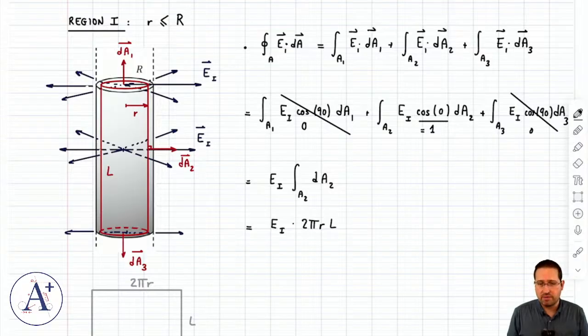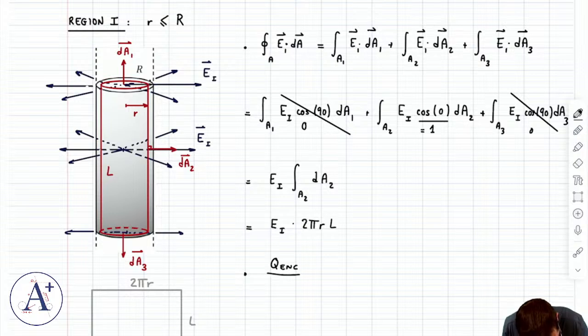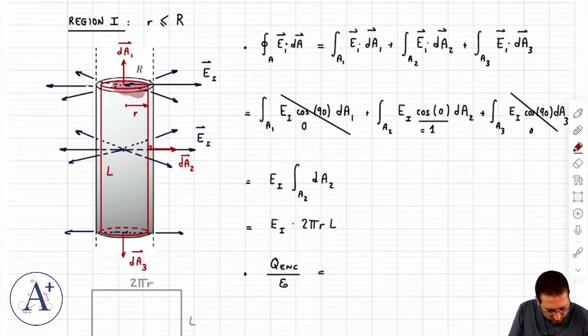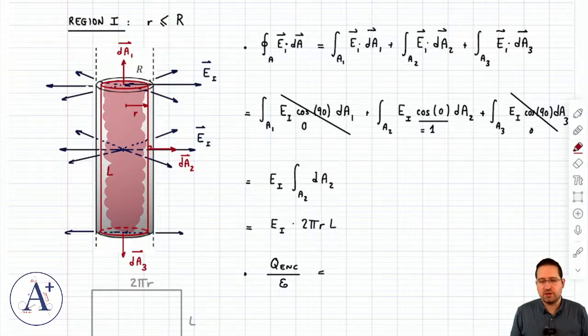Okay. So my flux through my Gaussian cylinder is just the flux through the cylindrical wall, and is E1 times 2 pi r L. This is to be equated to Q enclosed over epsilon naught. The question then is, how much charge do I enclose in my Gaussian cylinder? Well, the answer is 0.